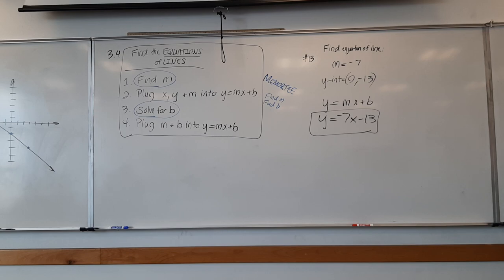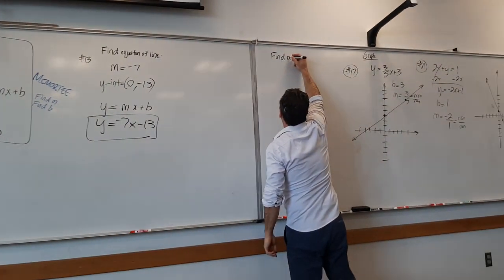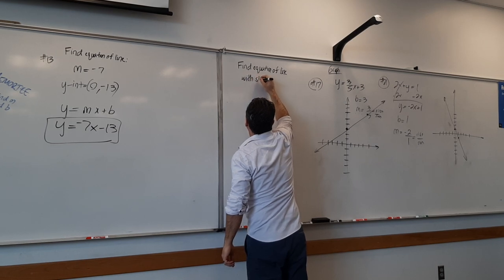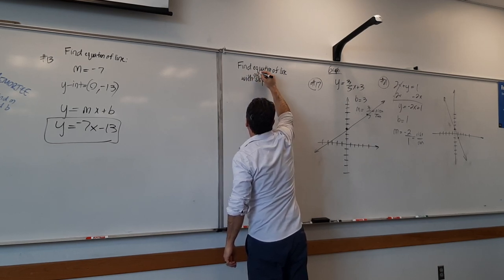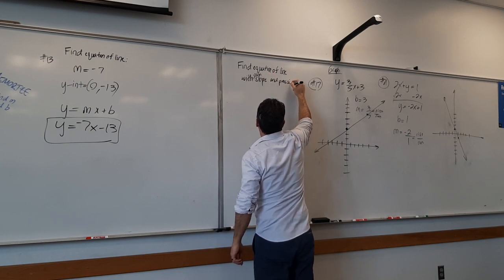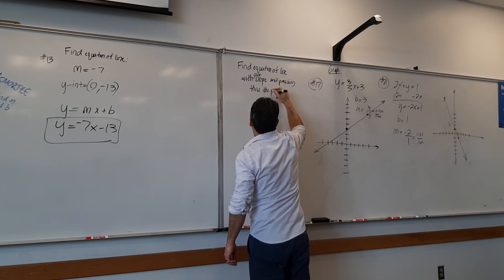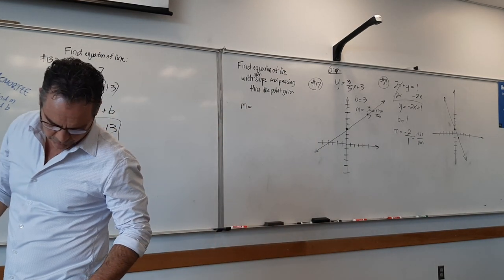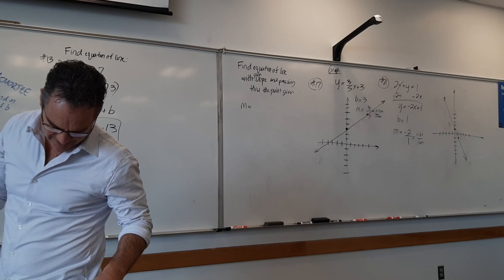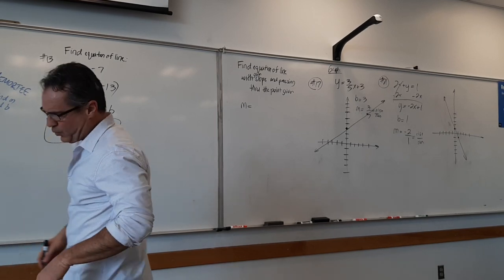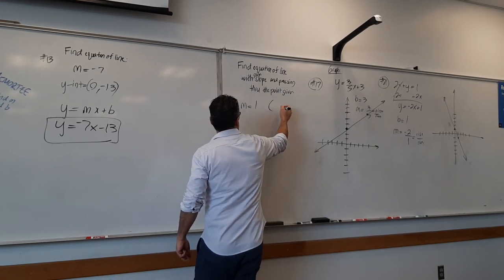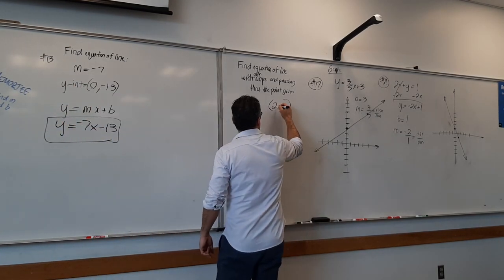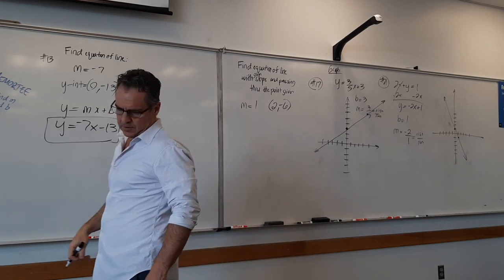I want you to find the equation of the line with given slope and passing through the point given. Okay, so here we go. Let's do this one. m equals 1, and the point is going to be 2, negative 6. 2, comma, negative 6. And this is problem number 21.